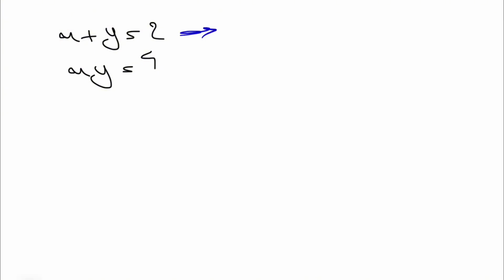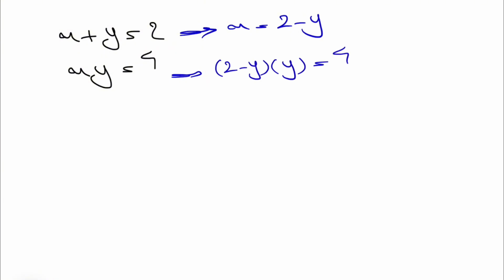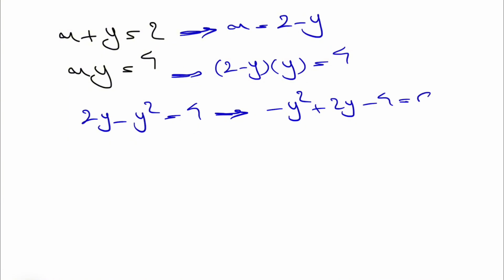So let's consider the first one, our x. We're going to bring the y to the other side of the equation, and x will be 2 minus y. Here we plug that x into the second equation, so 2 minus y times y is equal to 4. On the left side we will have 2y minus y squared equal to 4, and we subtract 4 from each side. We'll have minus y squared plus 2y minus 4 is equal to 0.